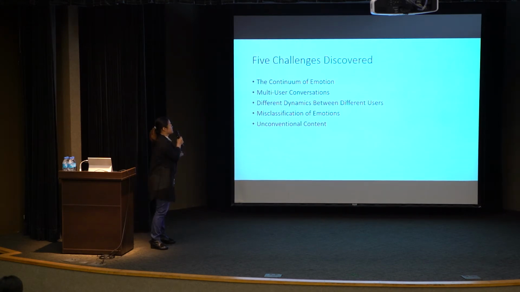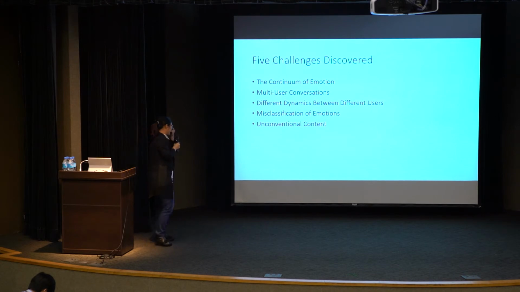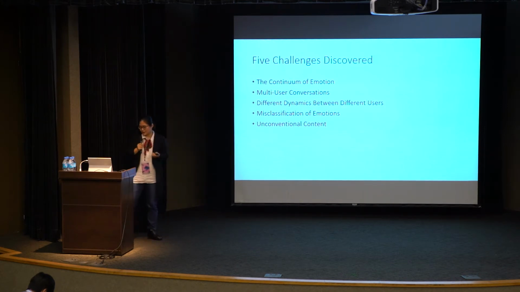And the multi-user conversations: sometimes the conversations include more than two participants, and it will make the emotion detection more challenging. Also, we found there are different dynamics between different users. If you talk to friends you are very familiar with, it's quite different from the situation when you talk to a stranger. Of course, there will be problems of misclassification of emotions and unconventional contents, like emoticons or very long messages.